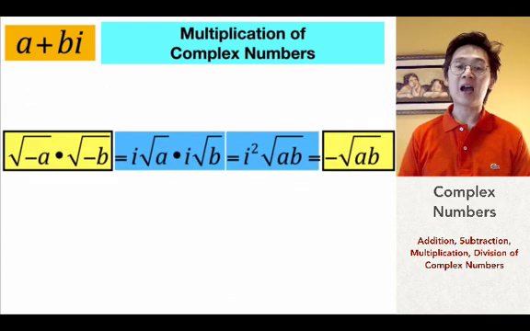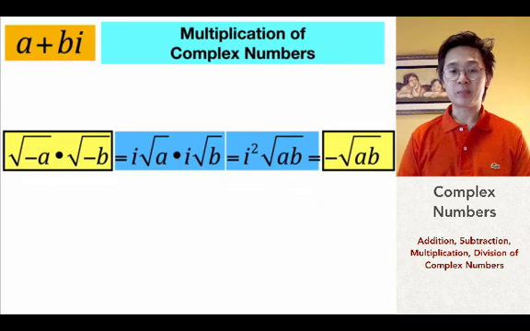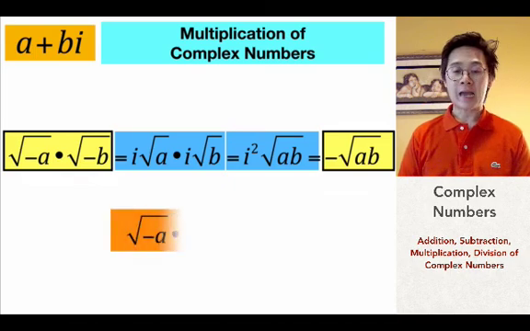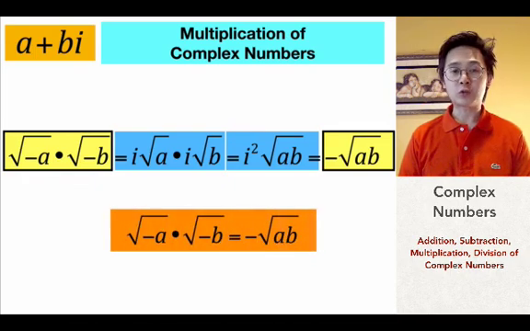Now, how is i squared used in multiplying complex numbers? Say we have the square root of negative a times the square root of negative b. The product of the square root of negative a and the square root of negative b, by the formula, is equal to negative square root of ab. So for example, if we have two numbers which are both negative and are both inside the square root, we'll use this formula to evaluate it.